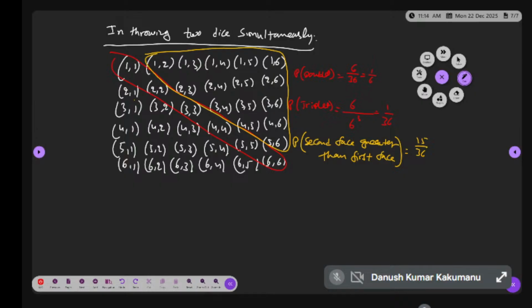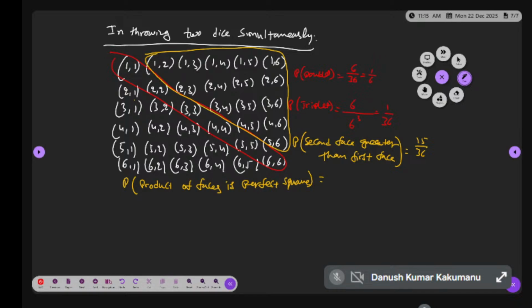Now here, what is the probability that the product of faces is a perfect square? Product of faces is a perfect square. This is a test for your observation. Tell me. What are the perfect squares? 1, 4, 9, 16, 25, 36. You want to go to 49? No, no 49. The perfect squares are 1, 4, 9, 16, 25, 36.